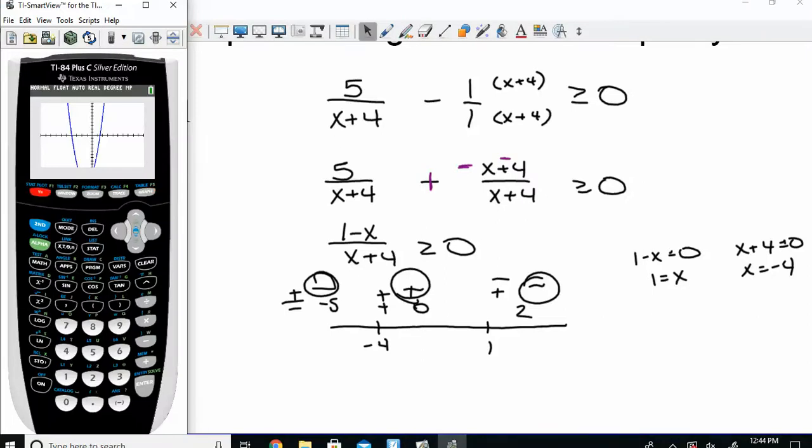Let's look at that on the graph. Okay, so you go to your y equals. When you put in this fraction, you have to do parentheses. So on the top I have parentheses 1 minus x, divided by, let's see, x plus 4.